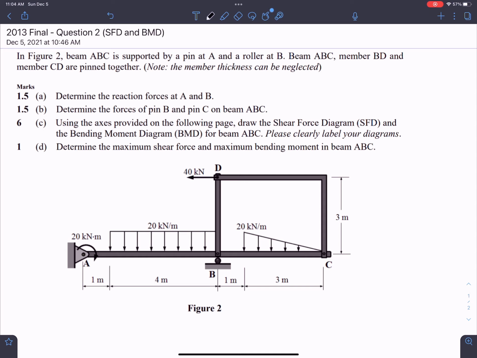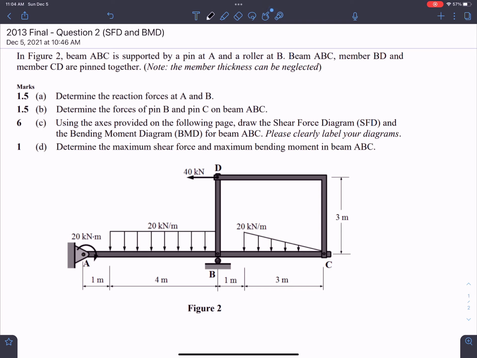In this final exam example video, we're going to be covering the 2013 final question 2. Now this question in particular is a very simple question where all it's really asking for is the shear diagram and the bending moment diagram. I always want to say bending shear diagram, but again that makes no sense at all.